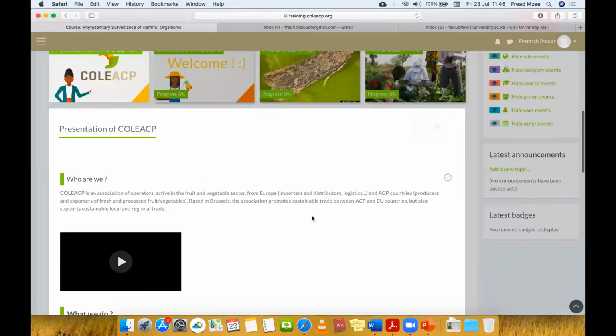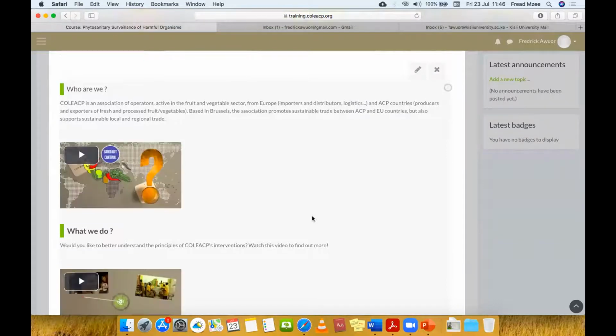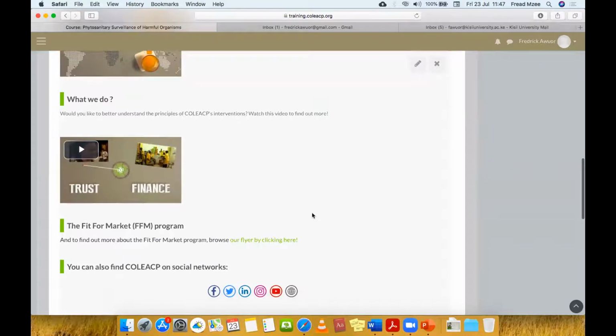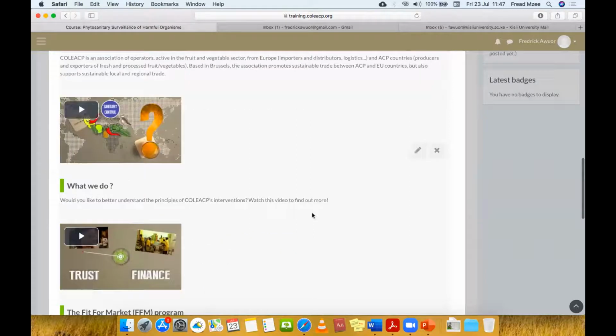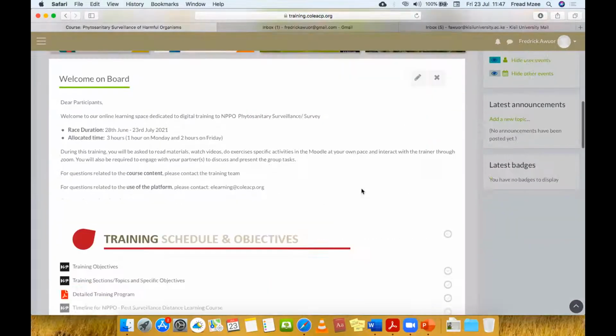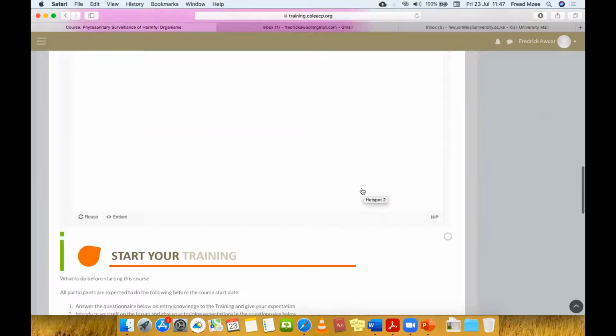So in the first two modules, basically the presentation module here, you are just supposed to get to know who CP is, what they are, and what interests they have. And also to bring you up to speed with the tasks that CP is engaged in in this Fit for the Market program that they're having right now. And then in the welcome onboard tile, we were bringing you up to speed on the expectations of this training, the training objective, and basically how the training ran. And then of course, get to learn about who we are, I and Grace and Sarah, we're all here.